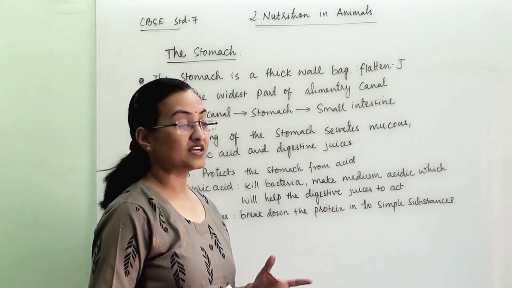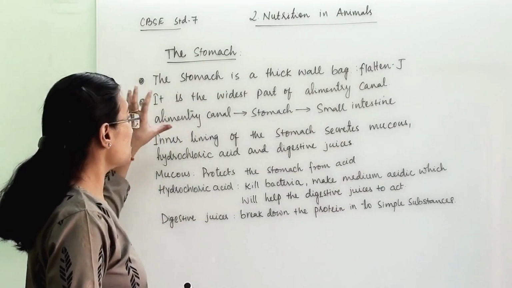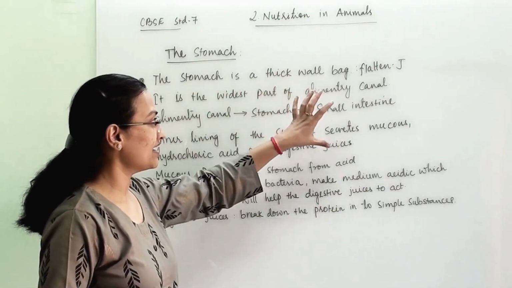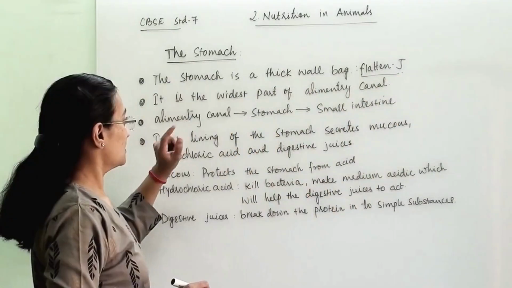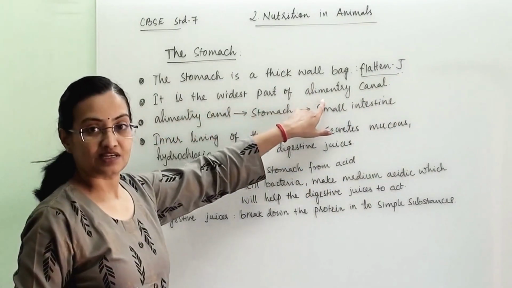Our next part of the digestive tract is the stomach. Now the stomach is a thick-walled bag and its structure is like a flattened jug. It is the widest part of the alimentary canal.